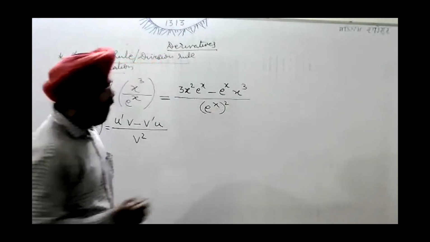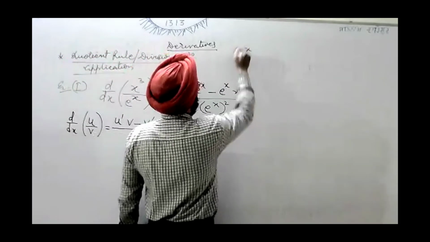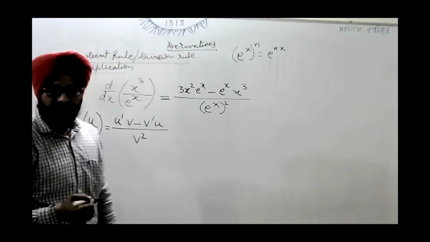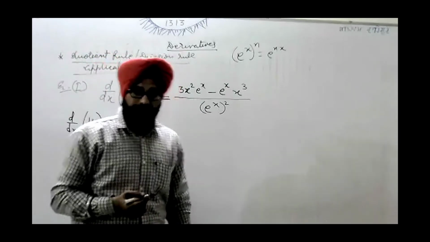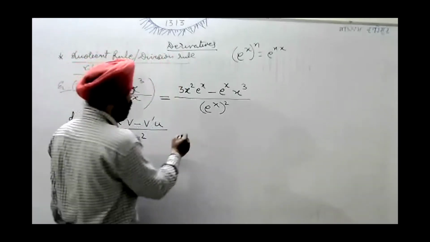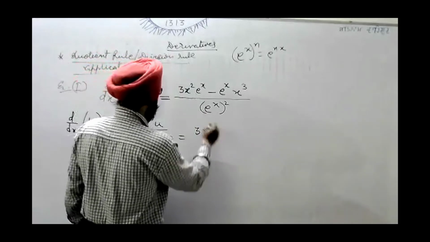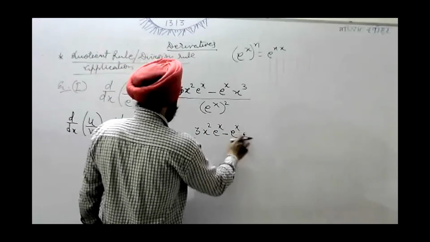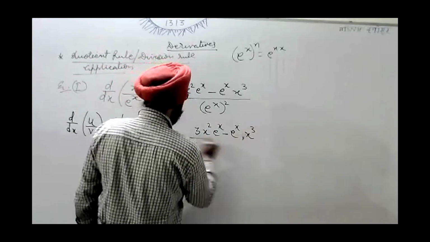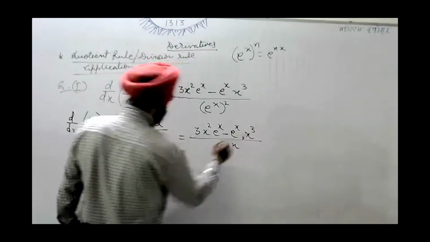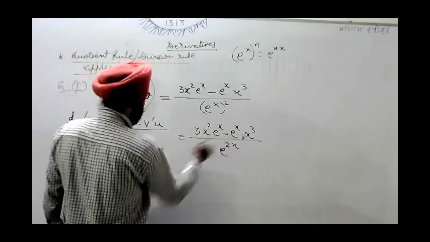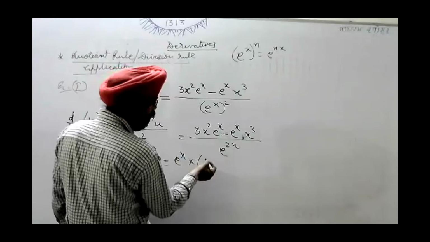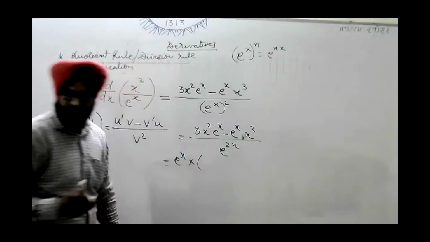By the way, aside I will write, you should know e to the power x, any power n, is equal to e to the power nx. Whole to the power 2 will be e raised to the power 2x, whole cube will be e raised to the power 3x. So this is 3x square e to the power x minus x cube, and in the denominator we get e to the power 2x. But we find that common factor e to the power x is there. So this is simplification. And x square also is coming out.